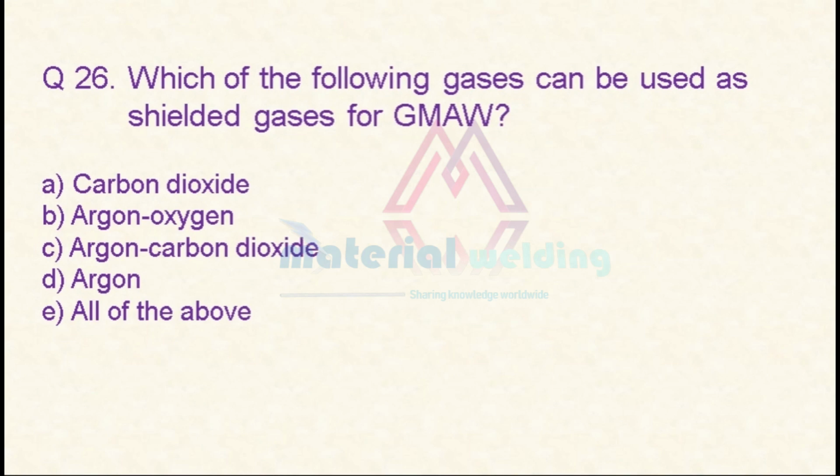Question 26. Which of the following gases can be used as shielding gases for GMAW? A. Carbon dioxide. B. Argon oxygen. C. Argon carbon dioxide. D. Argon. E. All of the above.